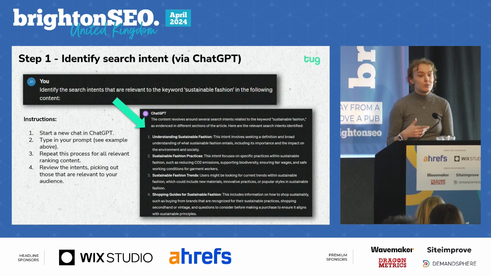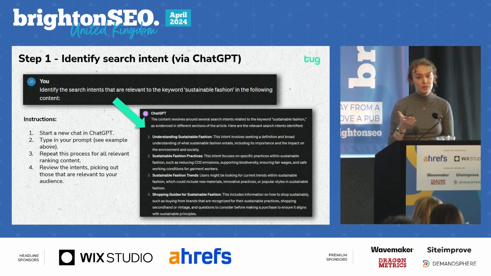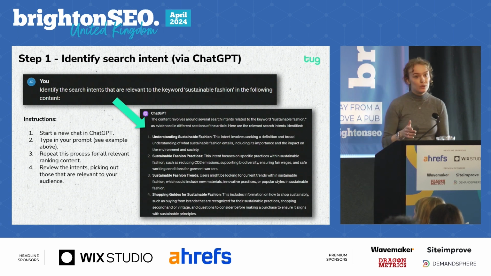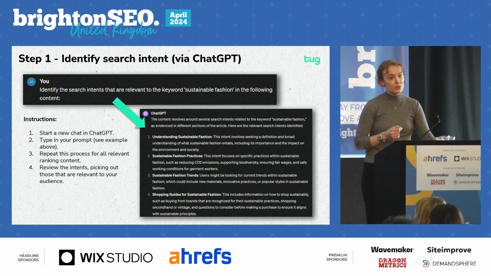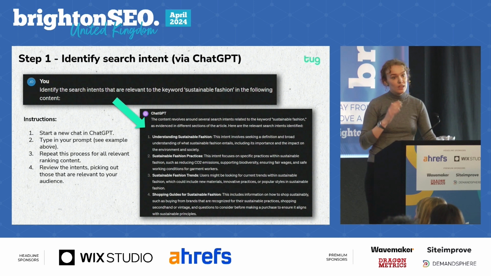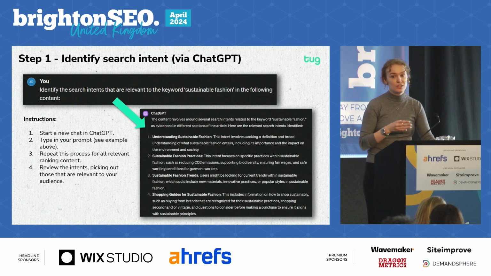You can then repeat this process with all the top ranking pages that you think are relevant to your keyword. What you should end up with is a nice long list of intents that you can review, picking out the ones that you know are relevant to your audience and removing the ones that you know are absolutely not. So these are just a couple of ways you can enhance and speed up this process of assessing search intent.